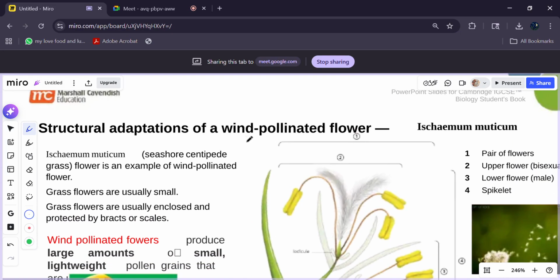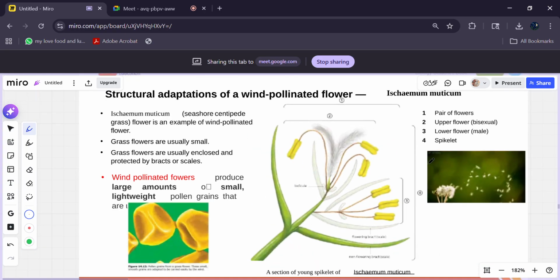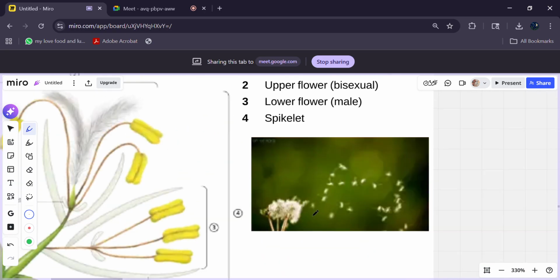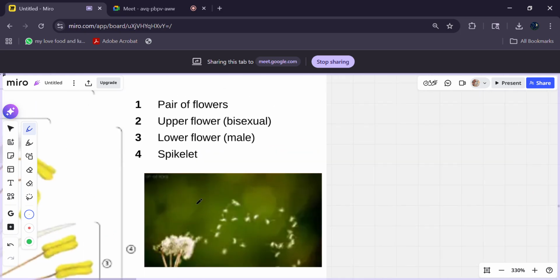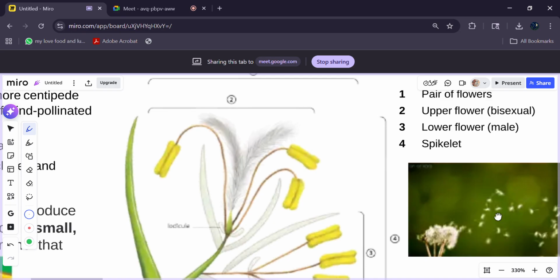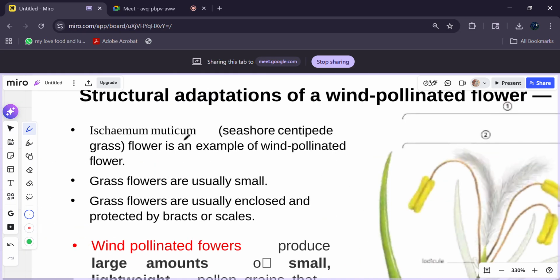Structural adaptation for wind pollinated flowers. Have you ever seen a dandelion? This is a dandelion. You don't realize it, but when you blow a dandelion and it flies away with the wind, it's actually a process of pollination. So let's understand the structural adaptations of a wind pollinated flower.